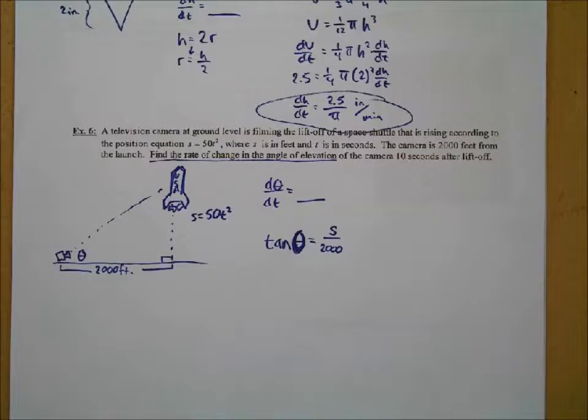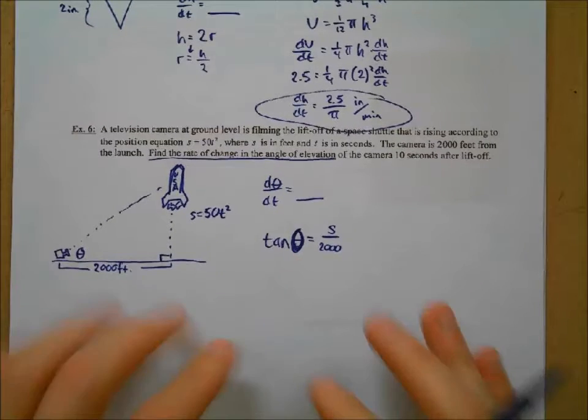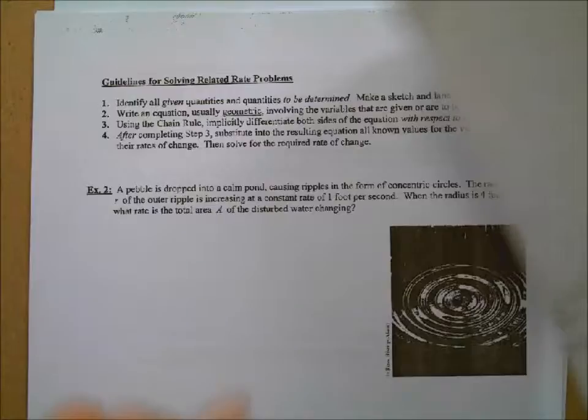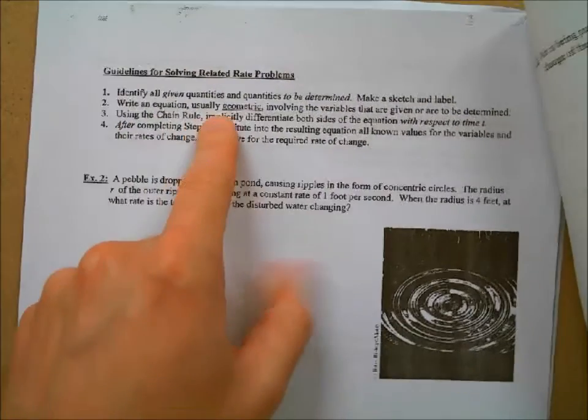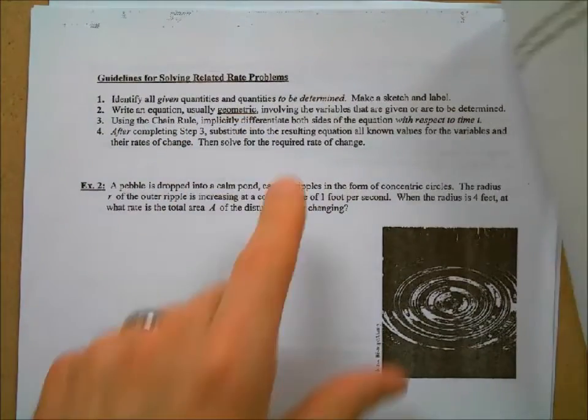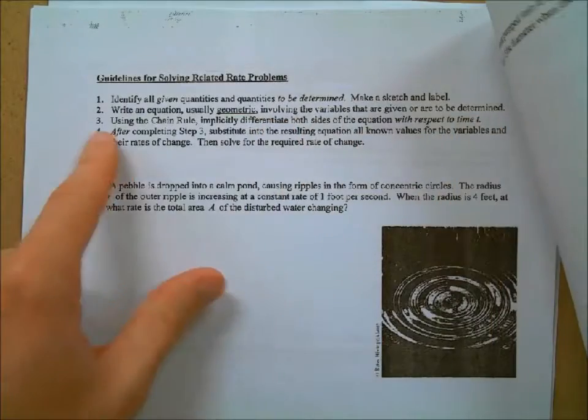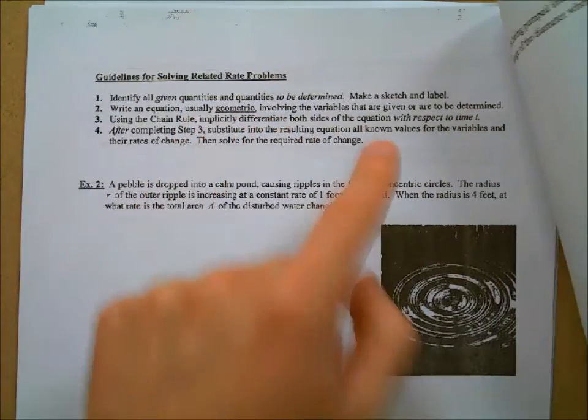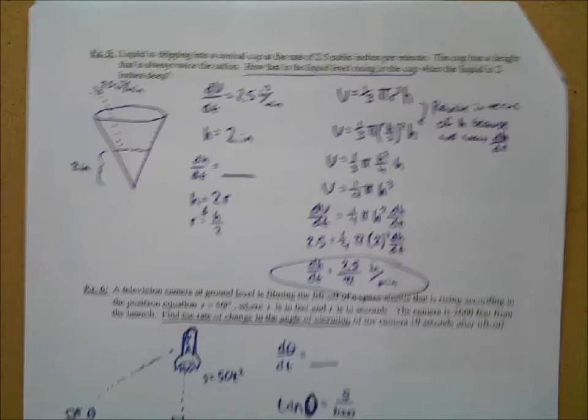Nope, we don't want to do inverse tangent. When we have the equation that relates everything, and now we want to relate the rates, we can take the derivative. Once you have your equation, that's step 2: we wrote an equation, usually geometric, so trigonometric in this case, involving the variables that are given or to be determined. Using the chain rule, implicitly differentiate both sides of the equation with respect to time t. So we're going to take the derivative here.